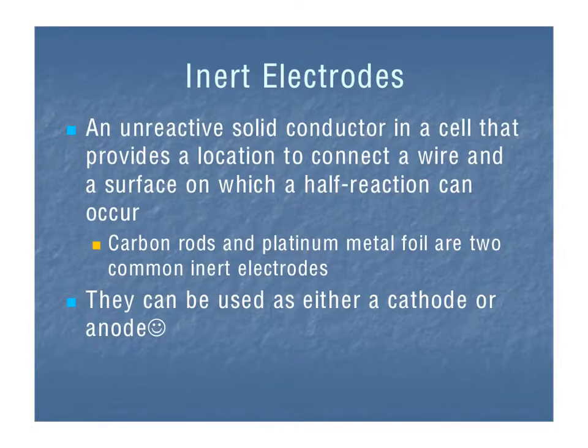Just exactly what is an inert electrode? It is an unreactive solid conductor where a gas can be bubbled in and electrons can react as either an oxidizing agent or a reducing agent. The most common inert electrodes are carbon rods and platinum metal because they do not react with the solution but allow for the electrons to either be oxidized at the surface or reduced at the surface. So inert electrodes can be used as either a cathode or an anode.